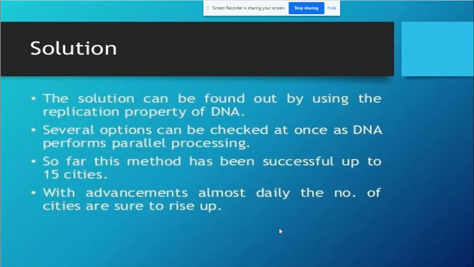So far, this method has been successful for up to 15 cities. And with this advancement, the number of cities is expected to rise. So let's move forward to the problem.